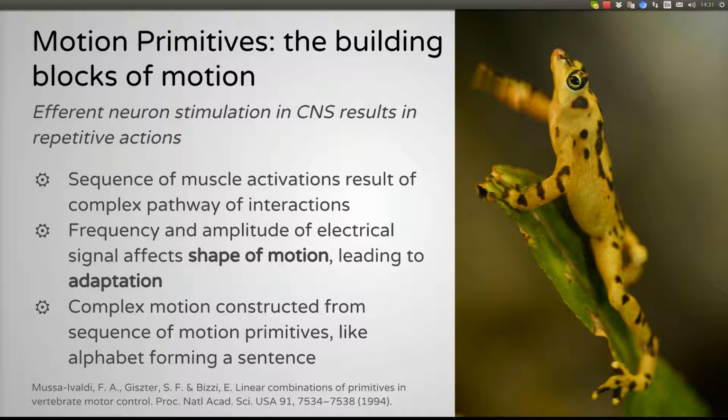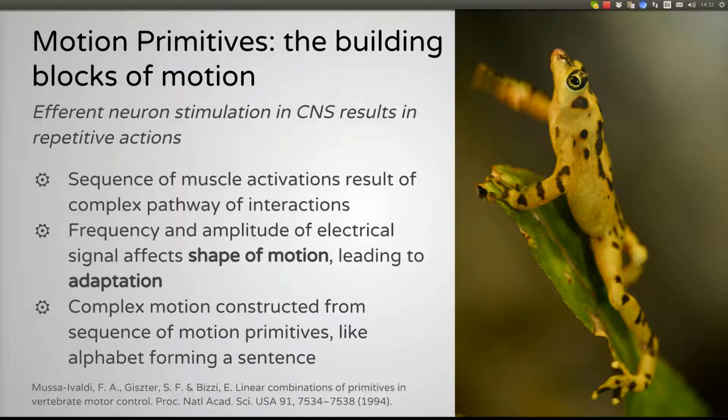So basically, if we trigger an action, and this is really by triggering a single neuron in the central nervous system, an action will result. The classic example of this is the waving frog. There's a research group led by Bizzi, published as Linear Combinations of Primitives in Vertebrate Motor Control in '94. In this work, they were able to trigger individual motion primitives by electrical stimulus to the spinal column of the frog.